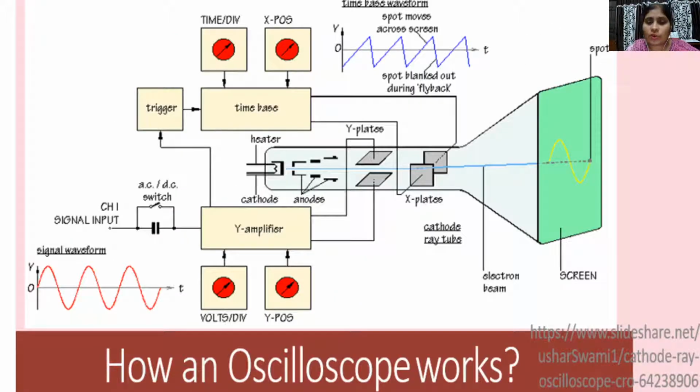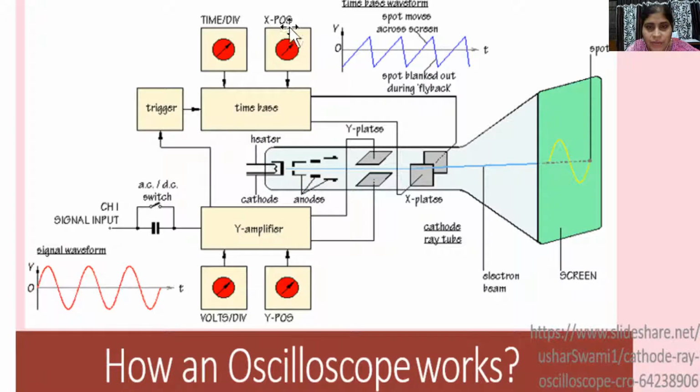Now, how does an oscilloscope work? For this, one diagram is taken. This diagram is called a block diagram. In this you can see the Y amplifier, or you can say a simple amplifier. This is a trigger circuit, and the time-base generator circuit.